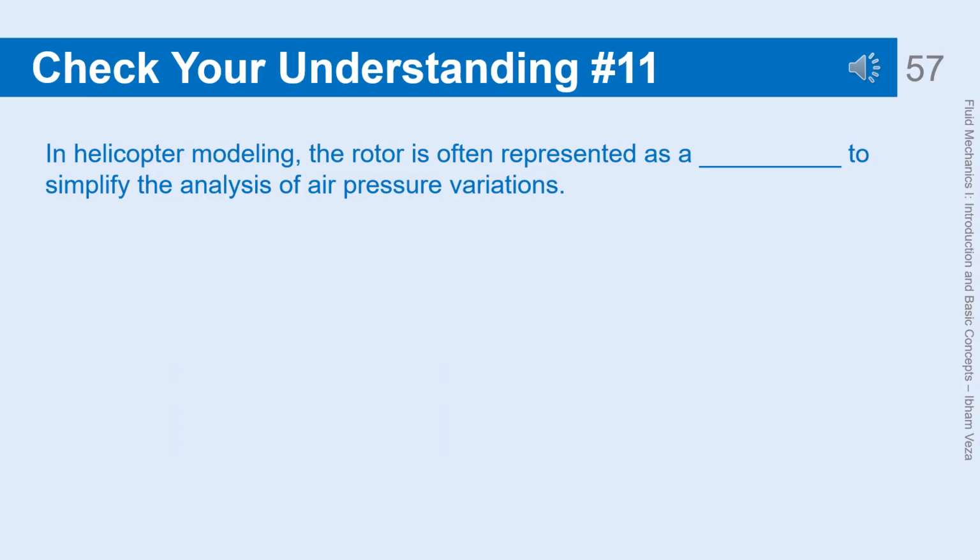Check your understanding. Number 11. This question emphasizes that the helicopter rotor is modeled as a disk to simplify the analysis. The goal is to make the study of air pressure distribution easier. This model does not represent the exact real shape, but it is sufficient for initial analysis. Such an approach is very common in engineering. This question tests understanding of the purpose of modeling, not the actual shape.